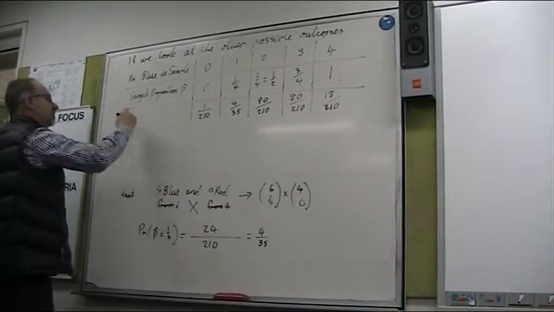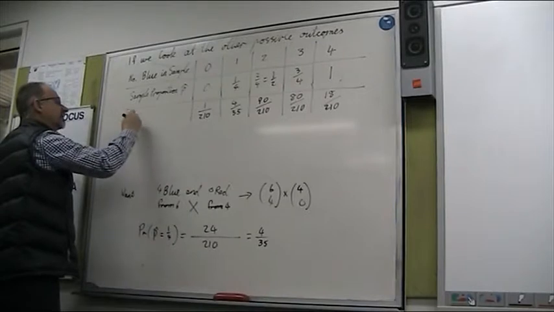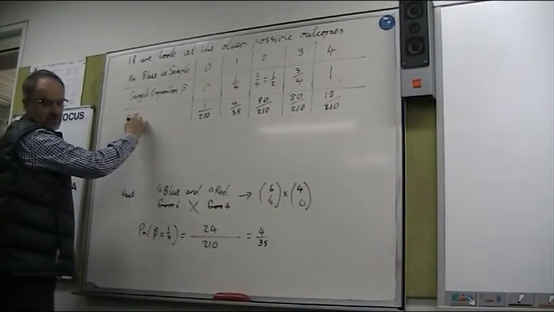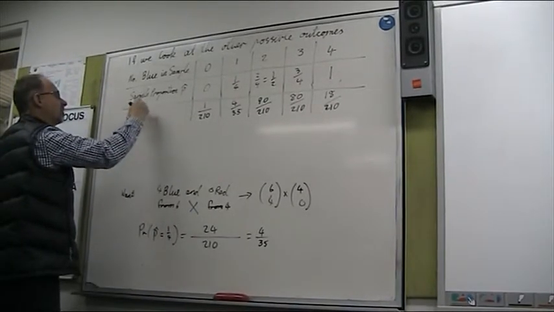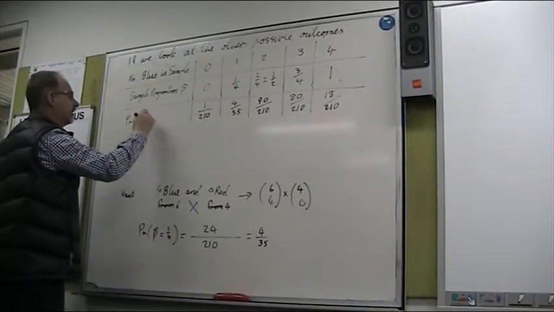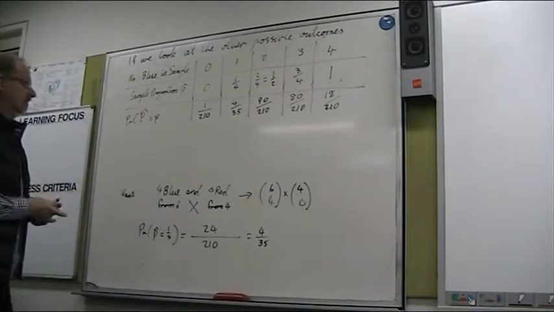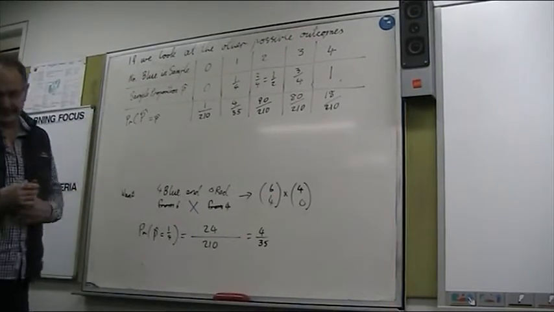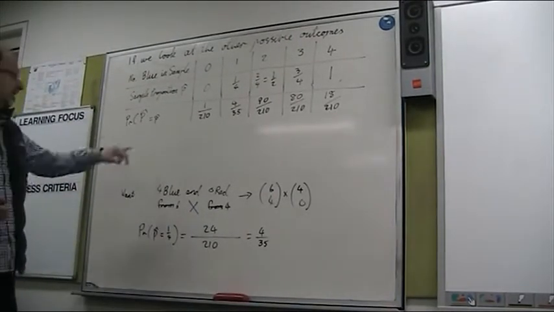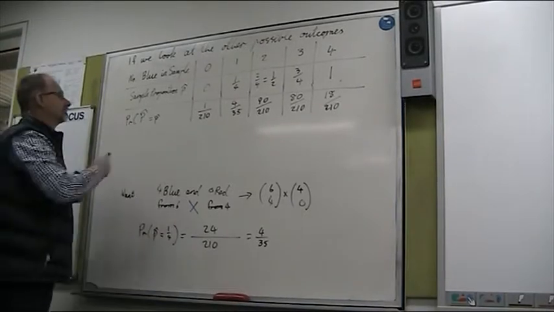And so what are these probabilities? These probabilities are probabilities that the sample proportion equals whatever that is there. So big P and little p.